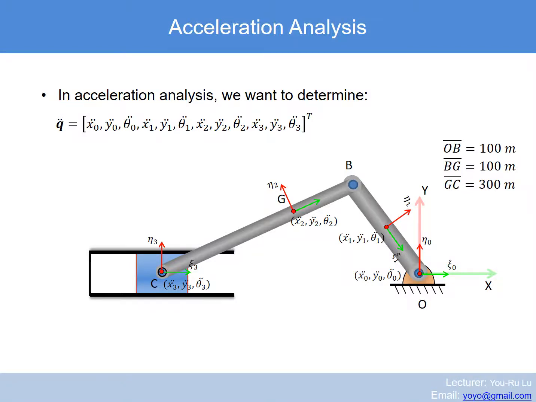In the last lecture, we have learned how to analyze the velocity of a slider crank mechanism. In this lecture, you will learn how to analyze its acceleration. In acceleration analysis, our goal is to determine the acceleration vector q double dots, which consists of 4x double dots, 4y double dots, and 4 theta double dots.